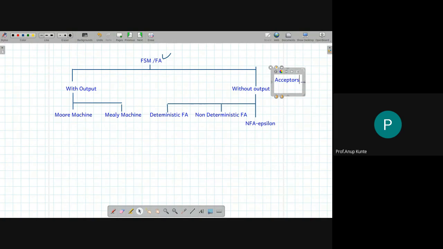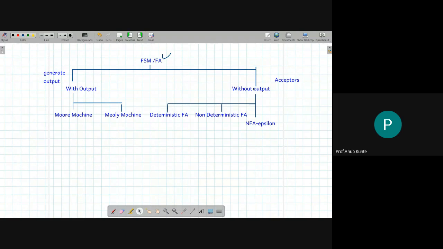They're acceptors. Okay? And the devices in this category are not generators, by the way. They give output, so they generate output. So given an input, they will generate an output. Yes, they will generate output. So this category of devices will generate output, whereas these devices will be acting like acceptors. Okay, so far we have only talked about FA as FA without output.